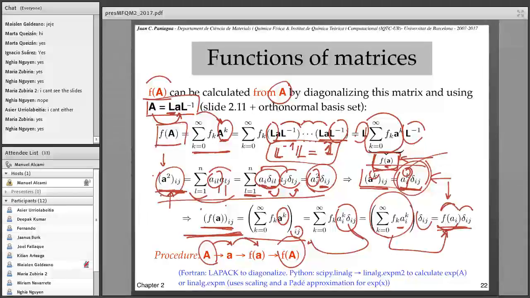Then we calculate the function of the diagonal elements. And finally, we make the inverse transformation, L minus 1, to go back to the original basis set. Well, of course, for diagonalizing matrices, we have a lot of routines in Fortran, in Python, etc., that can be used to calculate any function. Okay?